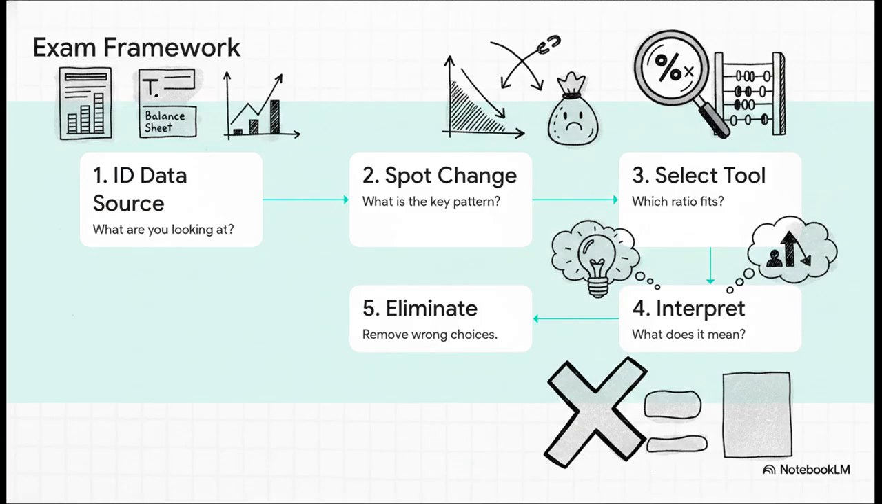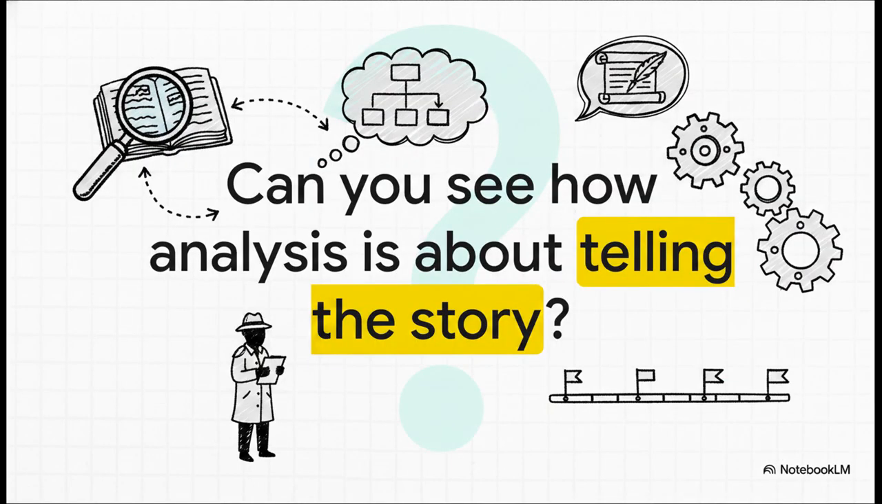So here it is. This is your takeaway, your 5-step framework for crushing any analysis question. Step 1, identify your data source. Are you looking at an income statement, a balance sheet, a cash flow statement, or a chart? Step 2, spot the change or the pattern. Are expenses growing faster than sales? Is debt going up? Step 3, select the right tool or ratio to dig into that change. Step 4, and this is the most important one, interpret what it means for the business. And finally, step 5, use that solid interpretation to confidently slash through the wrong answer choices and lock in the right one.